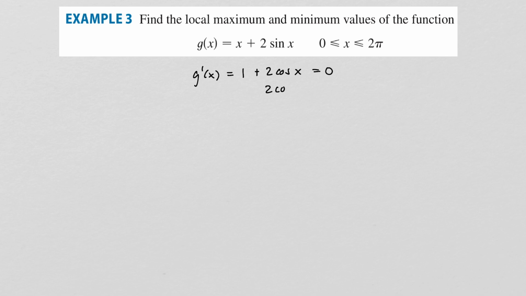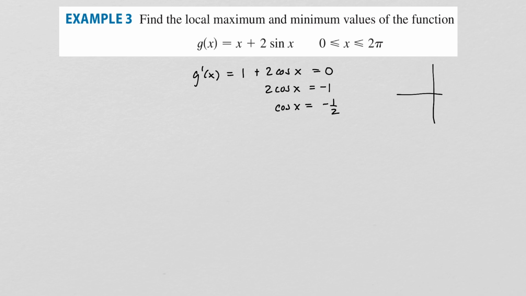And in doing so, to solve this equation, I can subtract 1 from both sides. And then I can divide by 2 on both sides. And we see that cosine of x must be negative 1/2 for the derivative to equal 0. So now we need to think about, where does cosine equal negative 1/2? Now there are a lot of ways to solve this. For me personally, I like to think about quadrants.